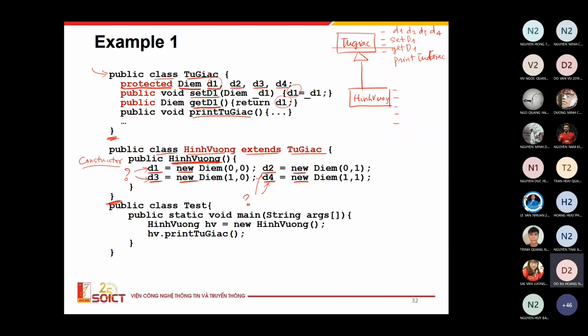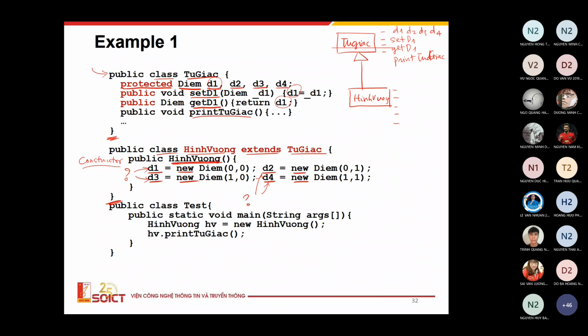We have set D1 and get D1, because hình vuông extends tứ giác. Sao nhỉ? Nhưng mà tại sao nó lại được thừa kế xuống nào? Tại vì em nghĩ hình vuông là lớp con của tứ giác, nên là đúng rồi, lớp cha có gì thì lớp con cũng có thể sử dụng được, không cần phải viết lại.